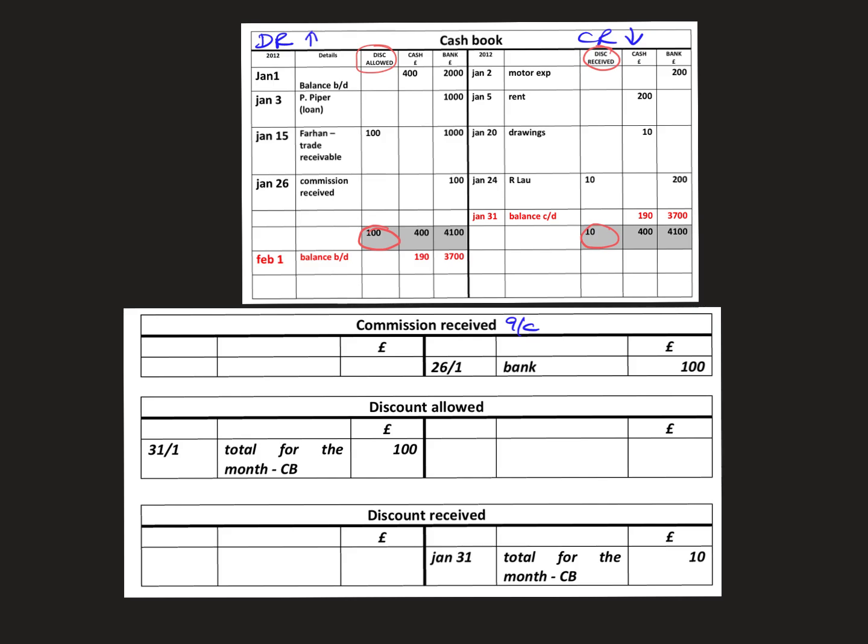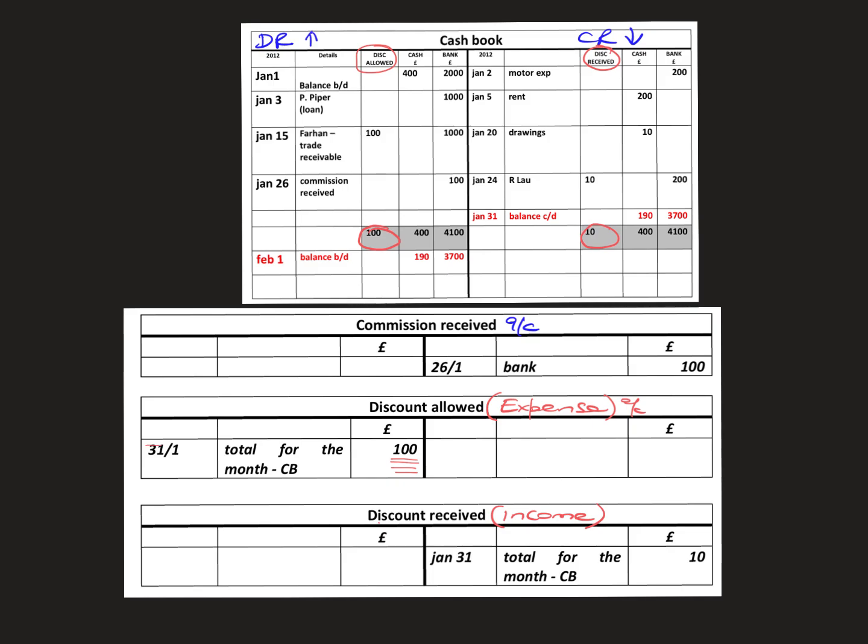So again, I just need to get my pen working. Just bear with me. Yeah, so that's an expense. And discount received is income. So based on the rules, assets, liabilities, income, capital, and expenses, the expense here, as you progress through the financial year, the expense of discount allowed will get larger and larger and larger.